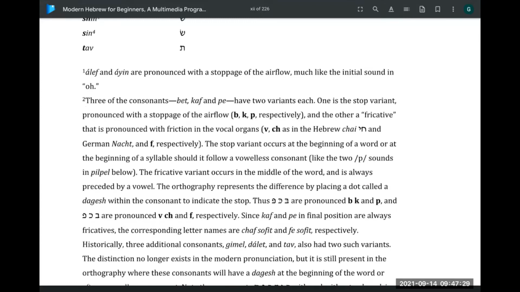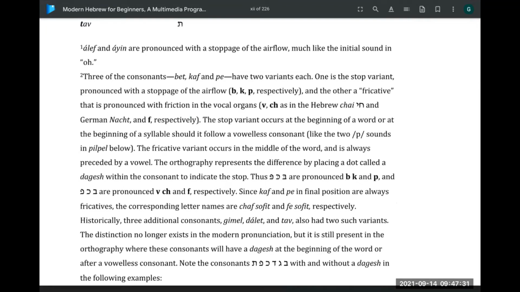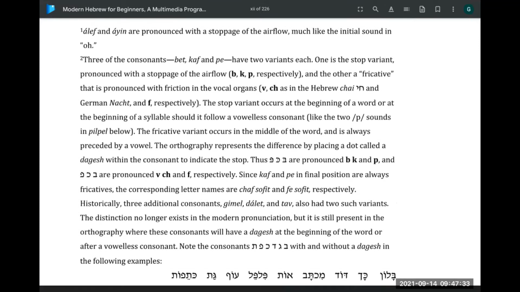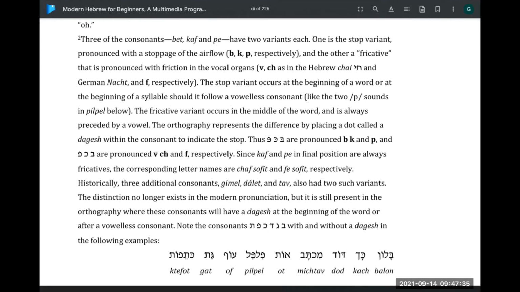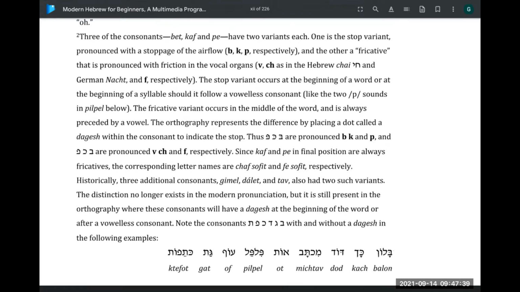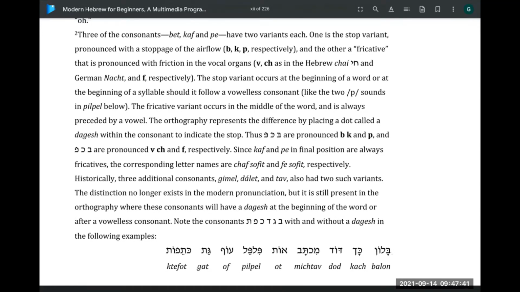Okay, Aleph and Ayin are pronounced with a stoppage of the airflow, much like the initial sound in uh-oh. 3 of the consonants, Bet, Kaf, and Pei, have 2 variants each. One is the stop variant, pronounced with a stoppage of the airflow. Okay, so we've got Bet, B, K, P, respectively. And the others are fricative, that is, pronounced with friction. And they are V, CH, as in Hebrew Chai and the German Nach, and F, respectively.